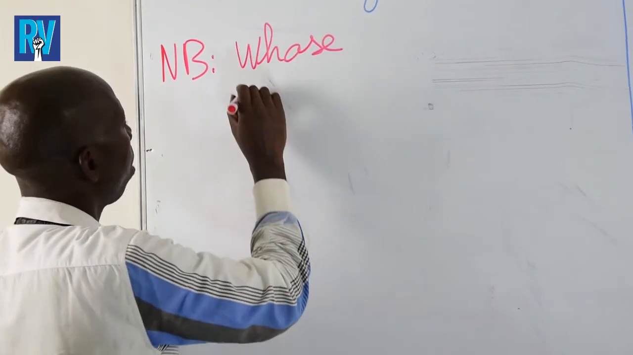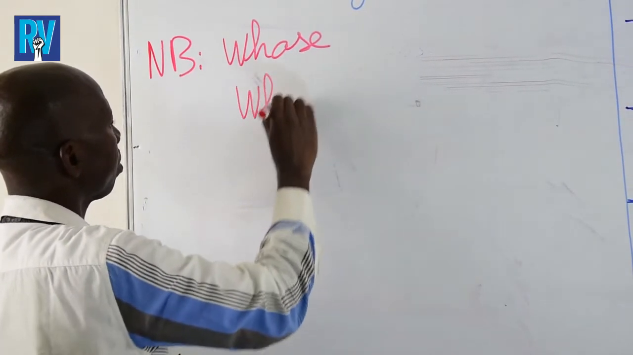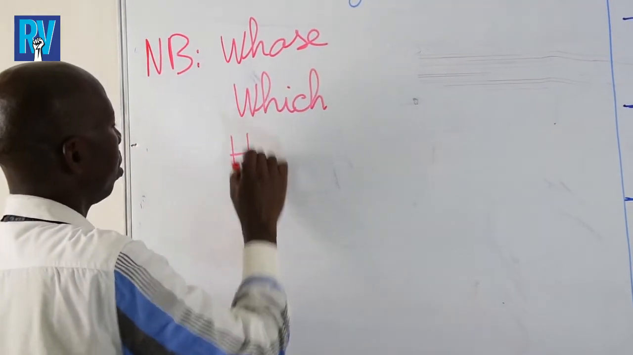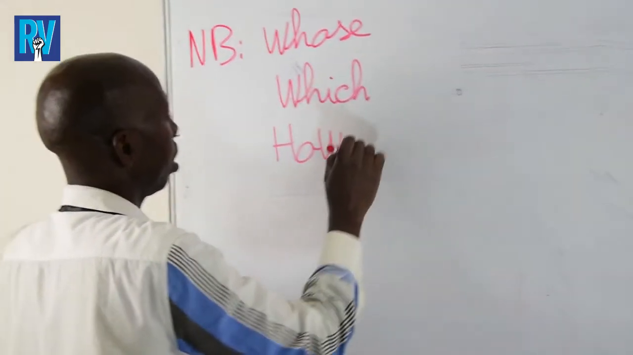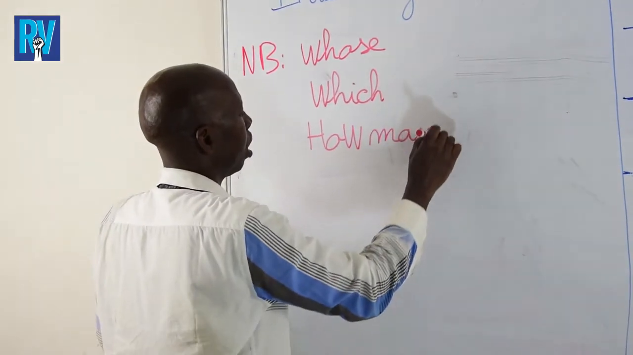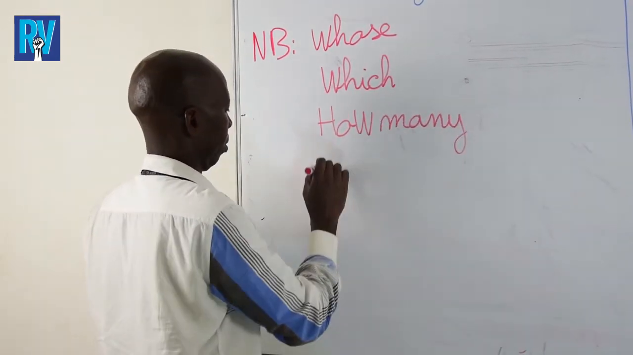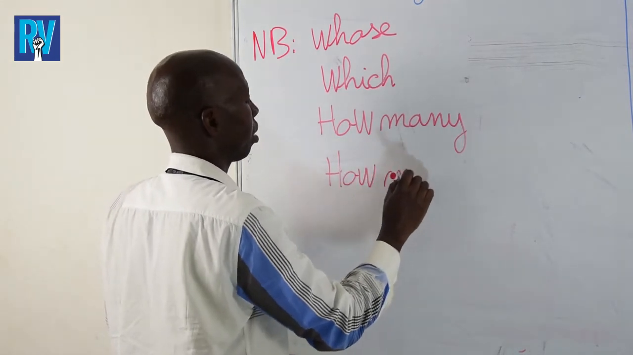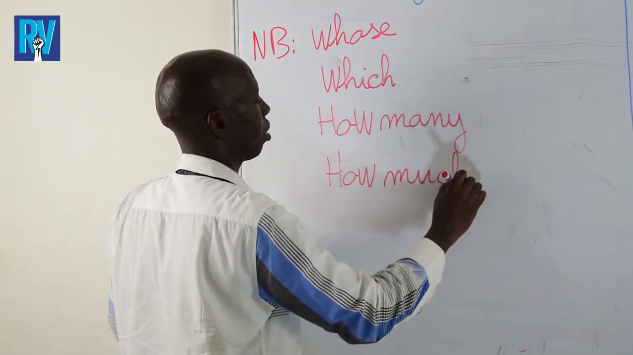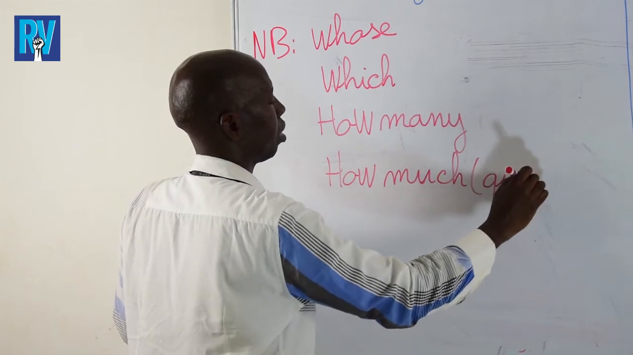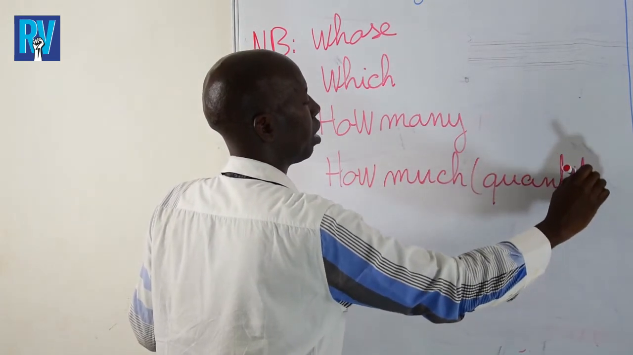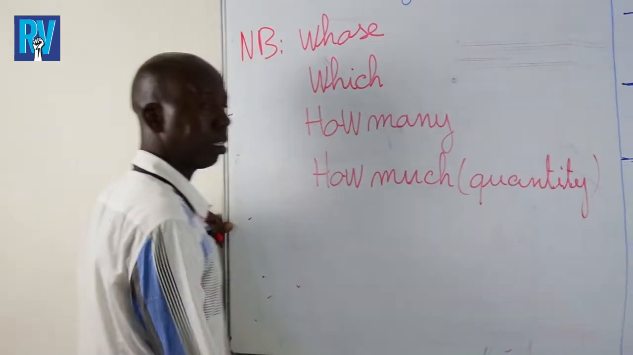Whose, which, how many, how much. So I have to be precise here when it expresses the quantity.